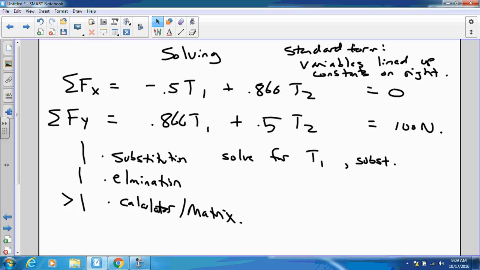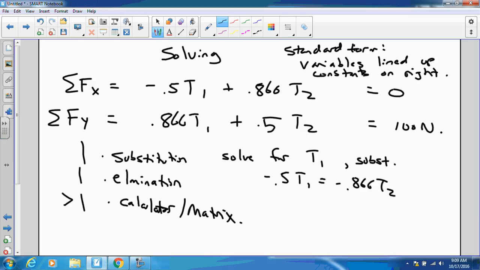So, if we solve for T1 and substitute, it might look something like this. Subtract 0.866 T2 from both sides. Divide both sides by negative 0.5 and get 1.732. And now substitute into the second equation right here. And when you do, something lovely happens. I'll let you work out the math on this, but 0.866 times 1.732 just happens to equal 1.5.